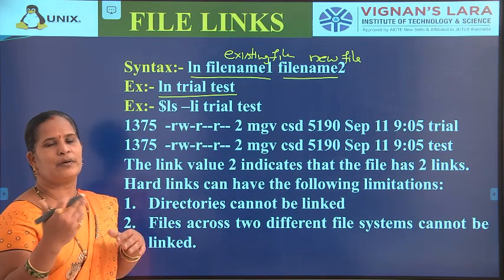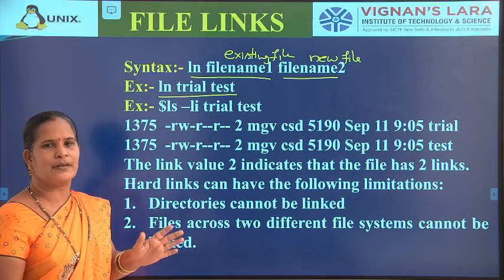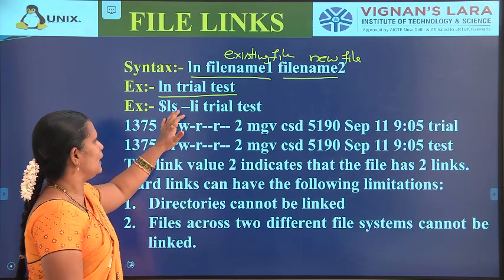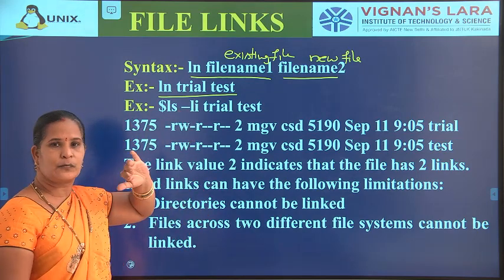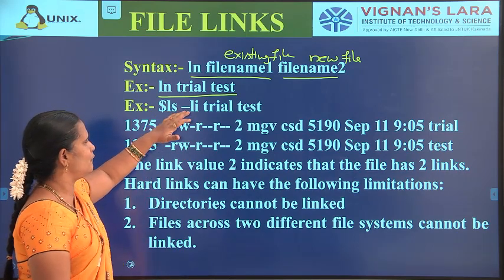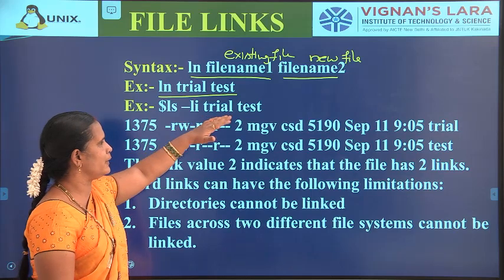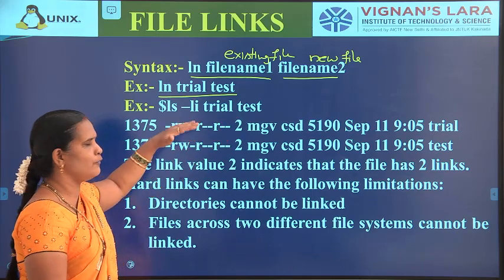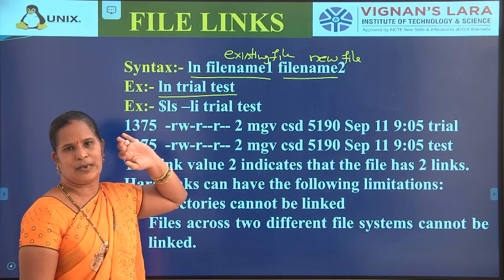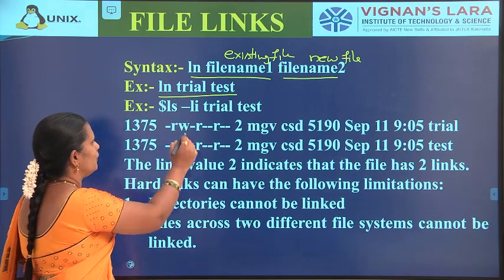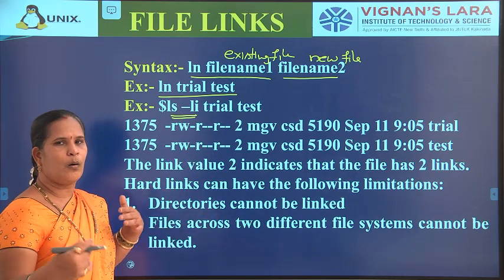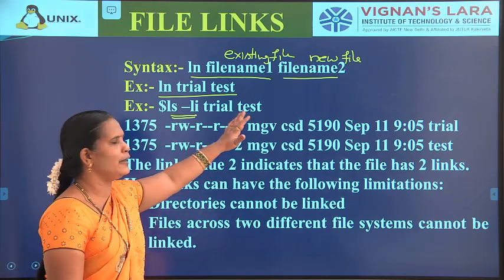In the second column it is going to display the link information. It doesn't display any inode number, whereas the ls -li command displays the inode number also. It's better to issue ls -li trial test. Now we can view all 8 attributes of trial and test files. So by using this command we can view the link information and all attributes of these trial and test files.